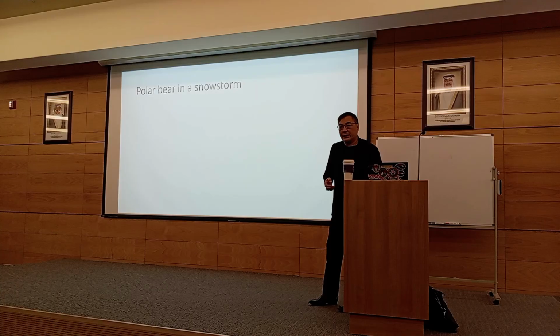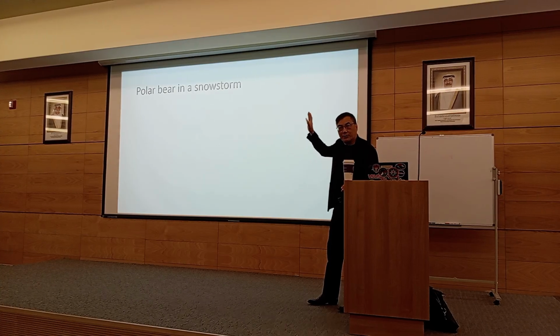Polar bear in a snowstorm. White stuff on white stuff is white stuff. So you must suppress the normal white stuff. And what's the normal suppression sequence?